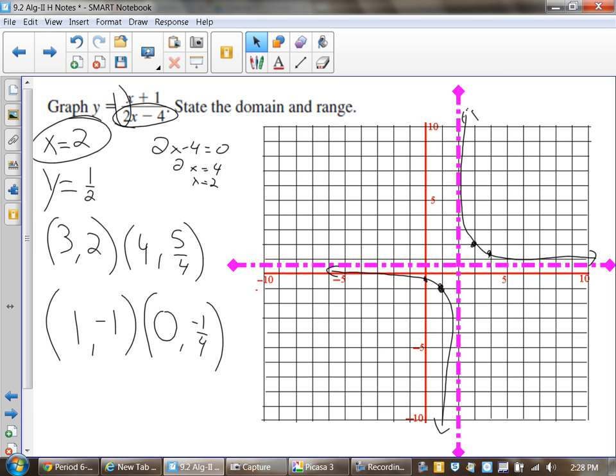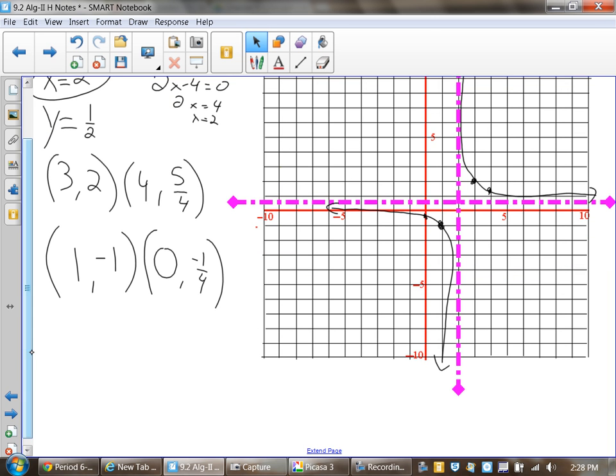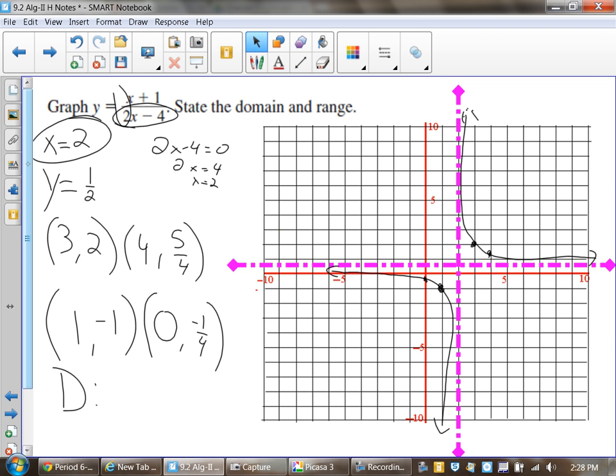So if I'm looking at this now for the last bit, if I want to state out my domain and range, remember my domain goes with my x values. What can't x equal in this problem? Where is your horizontal or your vertical asymptote? Where's your asymptote?